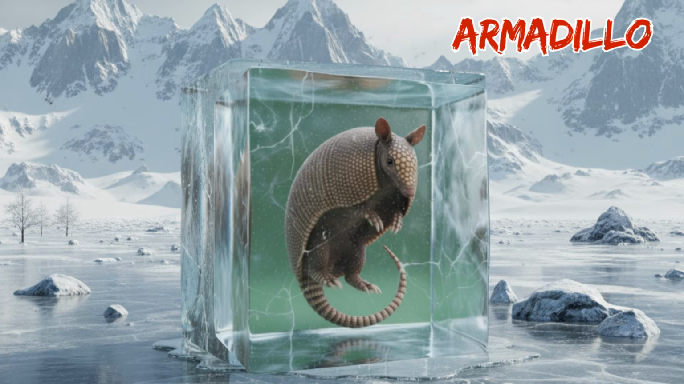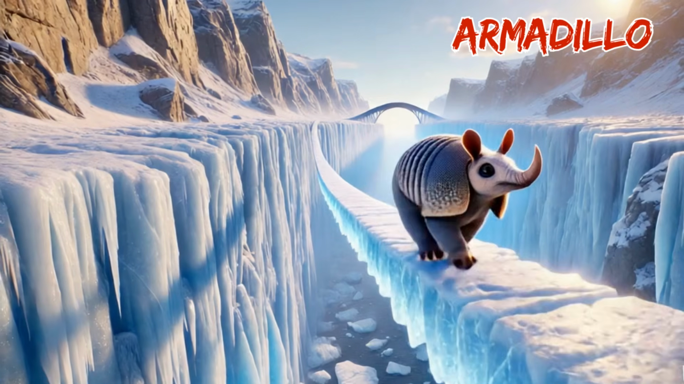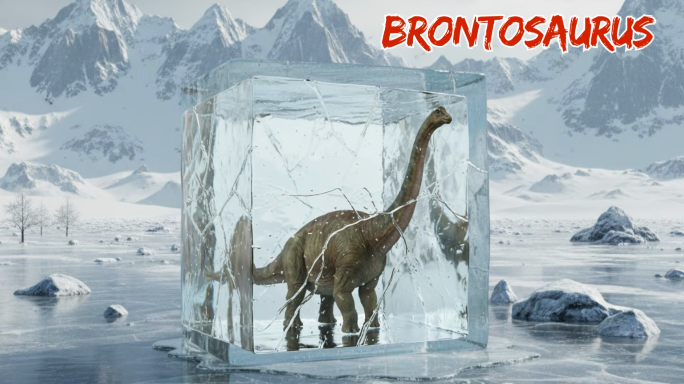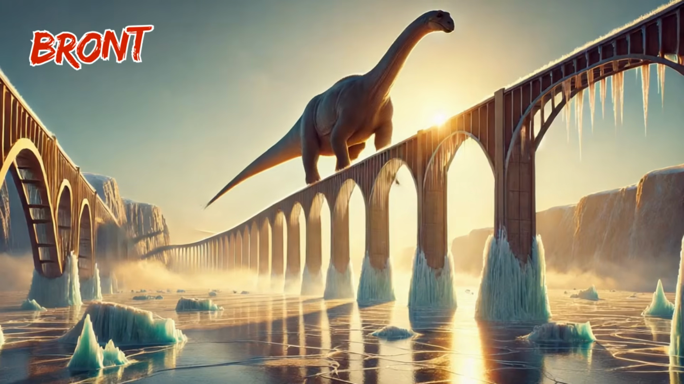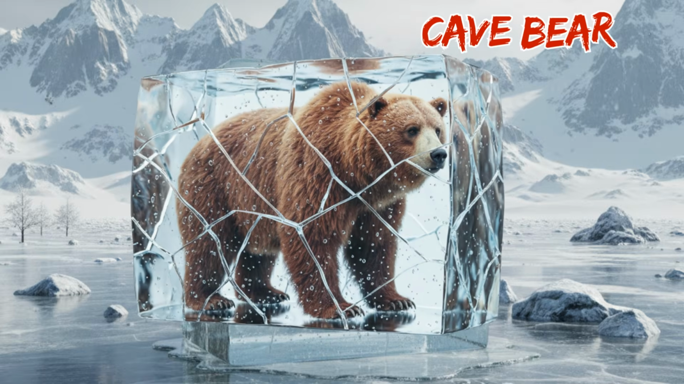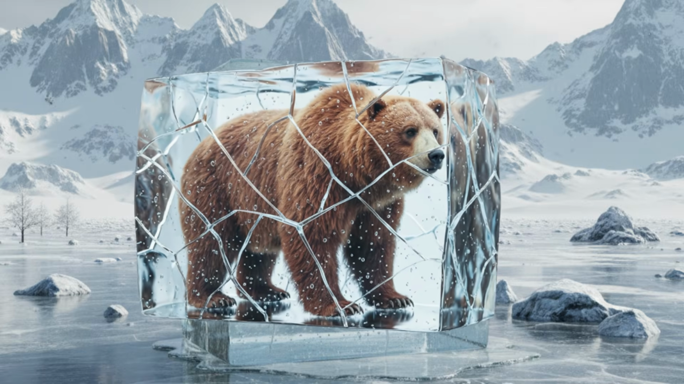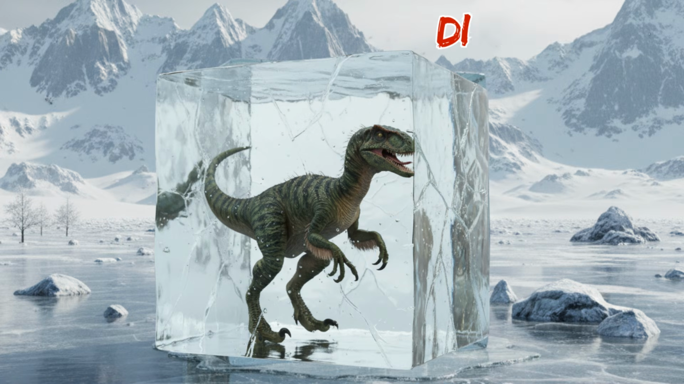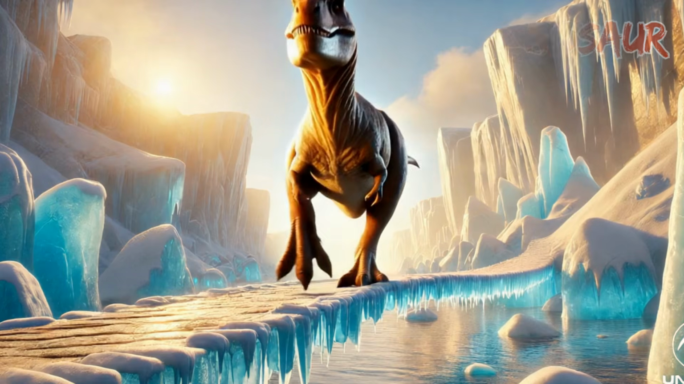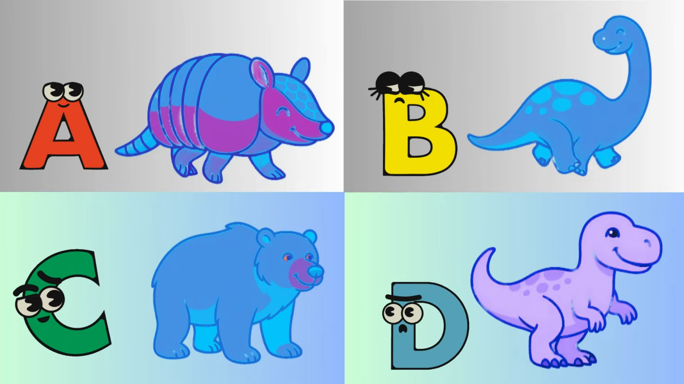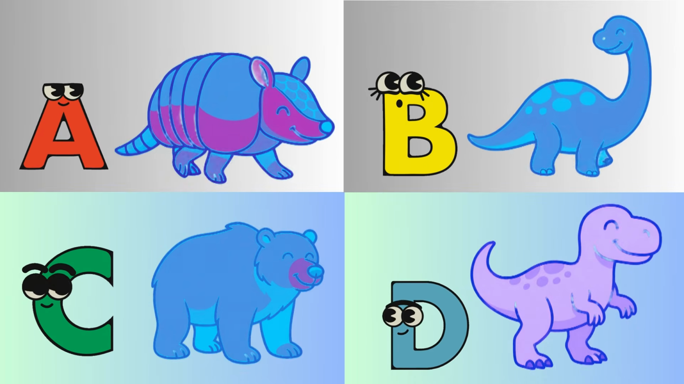A is for armadillo, A armadillo, thud thud thud. B is for brontosaurus, B brontosaurus, stomp stomp stomp. C is for cave bear, C cave bear, growl growl growl. D is for dinosaur, D dinosaur, roar roar roar. A B C D, prehistoric safari animals.